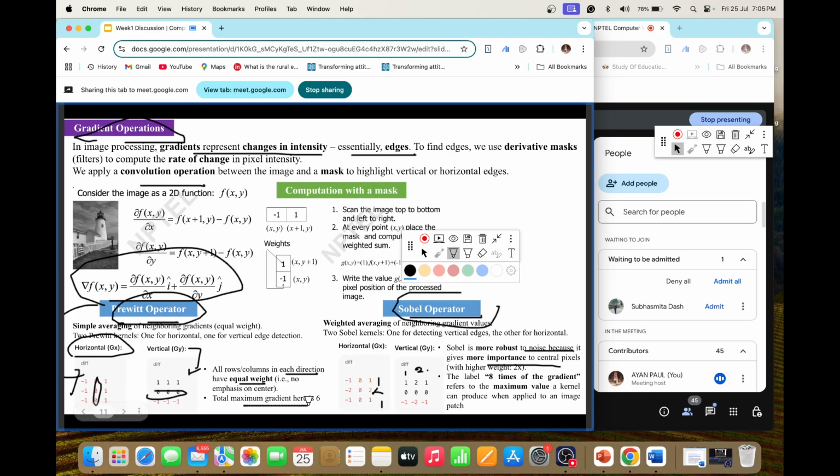Also, the total maximum gradient here is 6. If you do the absolute sum of all the values, that is mod of -1, mod of -1, mod of -1 plus 1 plus 1 plus 1, that is 6. Similarly, 1 plus 1 plus 1 plus mod of -1, mod of -1, mod of -1, again that is 6. So the absolute sum for this mask is 6, but here the absolute sum will be 8. So the Sobel operator is 8 times that of the gradient, and here the Prewitt operator is 6 times that of the gradient. So that is the thing.